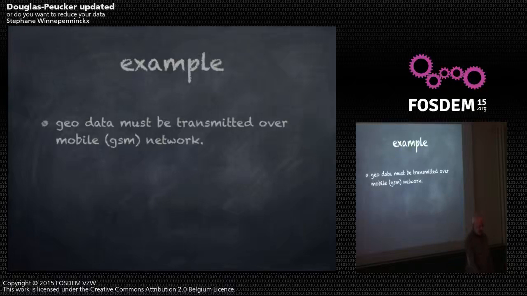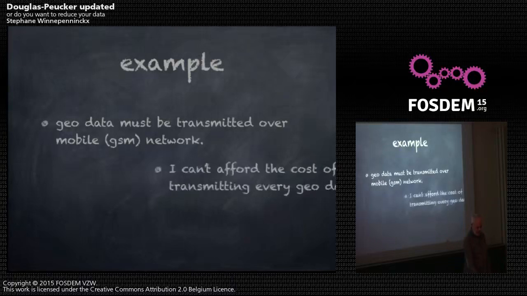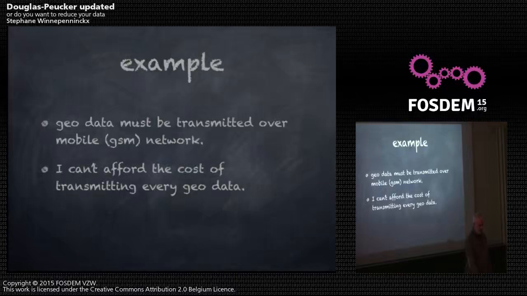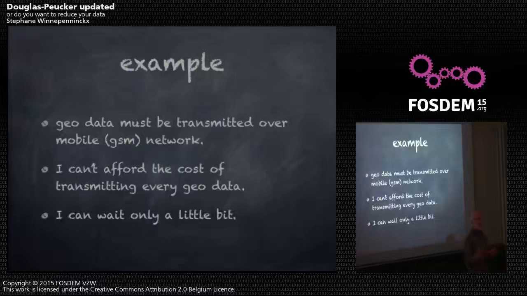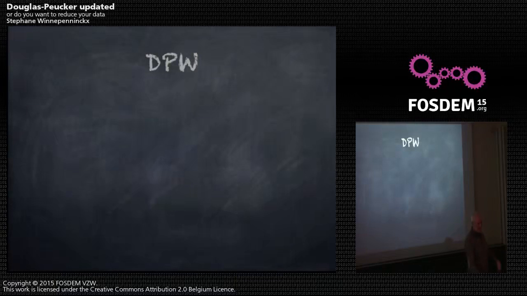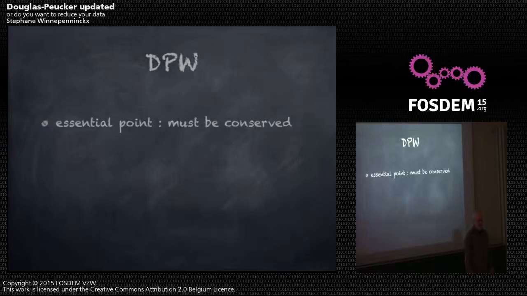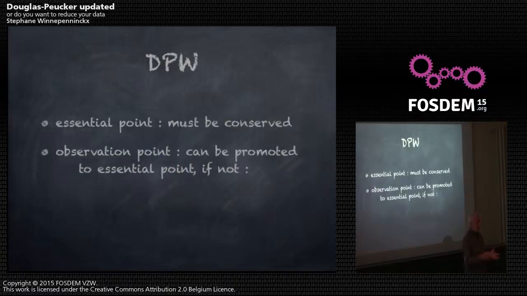I just told you that the data transmission on a mobile network has a cost that is probably too high, but I can wait a little bit. If I don't have the most recent data, it's okay. I can wait for a certain amount of time. So, the Douglas-Peucker W is me. I have two types of points. The ones I want to keep, I give the name essential points, and all the other points are observation points. An observation point can be promoted to be an essential point. I don't create new points. I keep the essential ones and I throw away the observation points.